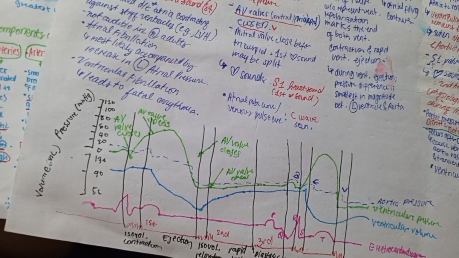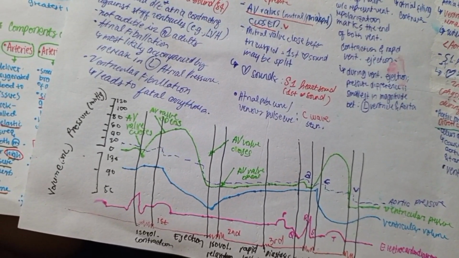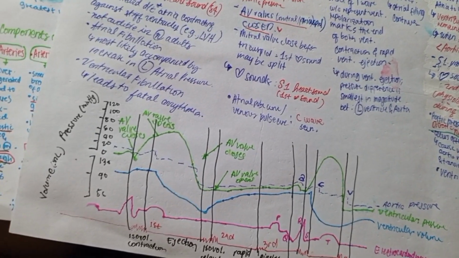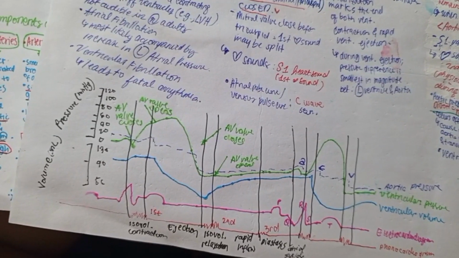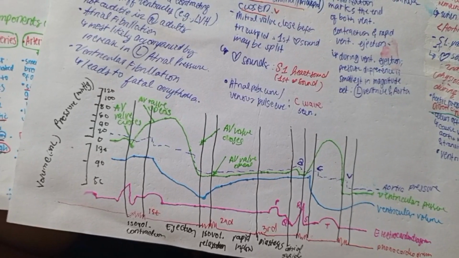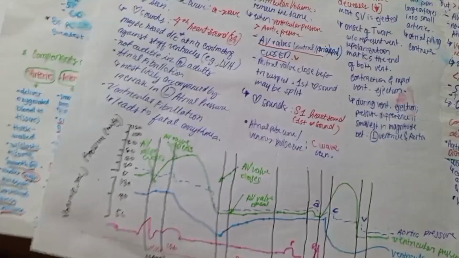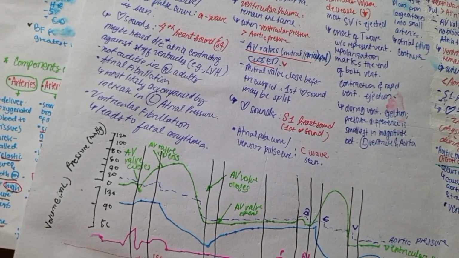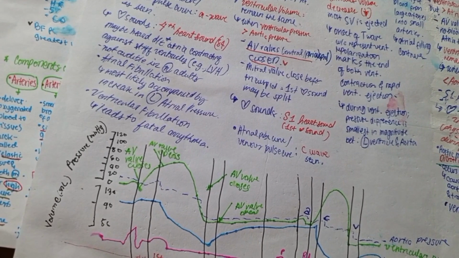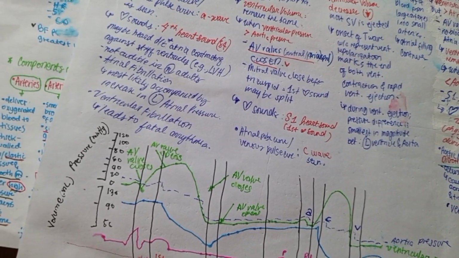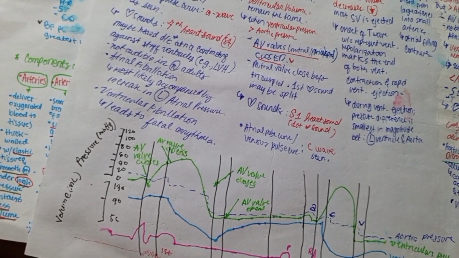The next one is the reduced ventricular ejection, where the ventricular pressure, the ventricular volume, as well as the aortic pressure decrease. The next phase, the fifth one, is the isovolumic relaxation, where the repolarization of the ventricle completes, and the end of the T wave.